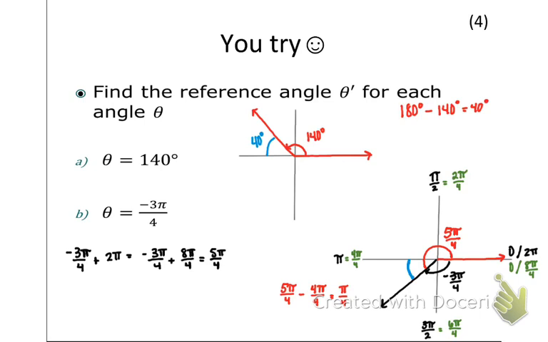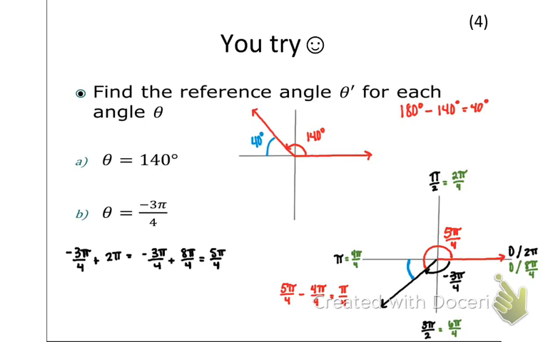Go ahead and double check your answers now. One thing to notice with A is that we have 140 degrees. We haven't quite made it yet to 180 degrees. So to find that reference angle, we can take 180 minus 140 and get a total of 40 degrees.